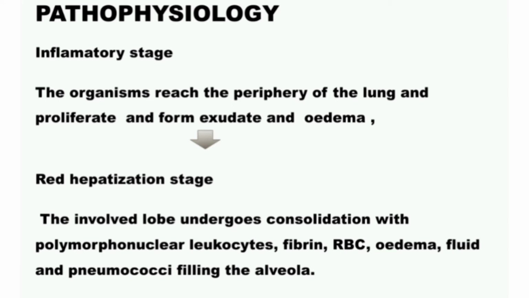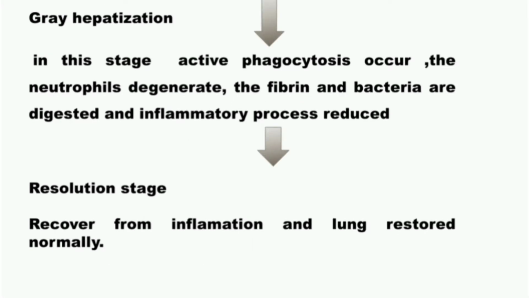The next stage is the stage of red hepatization. During this stage, the lungs look red in color and are fully inflamed and consolidated. In this stage the child manifests shortness of breath, fever with chills, increased productive cough and poor feeding. The third stage is grey hepatization.